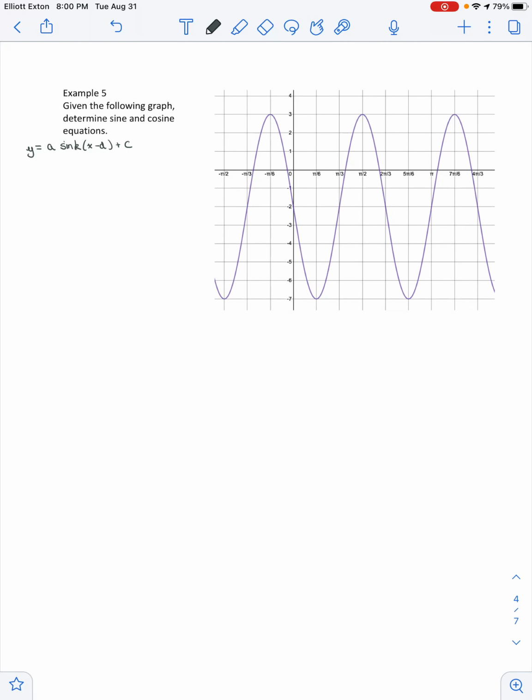Okay, here we are with example 5 from the exam review, where we need to give an equation for both sine and cosine of the graph shown. There's going to be multiple different answers for this question. Off the bat, I'll just acknowledge that.